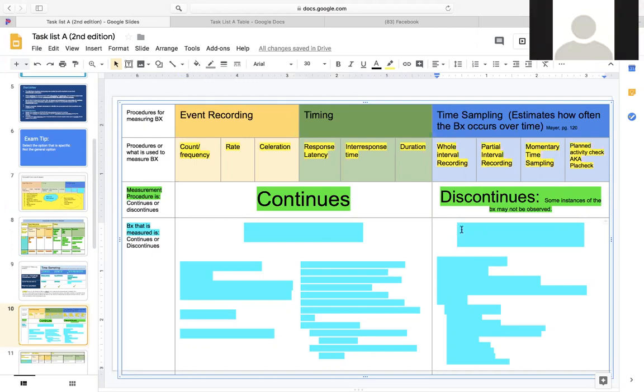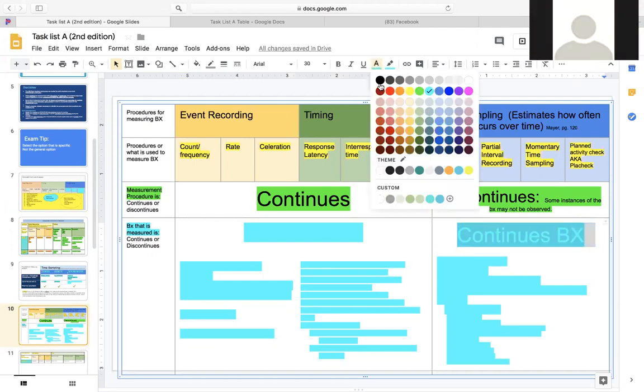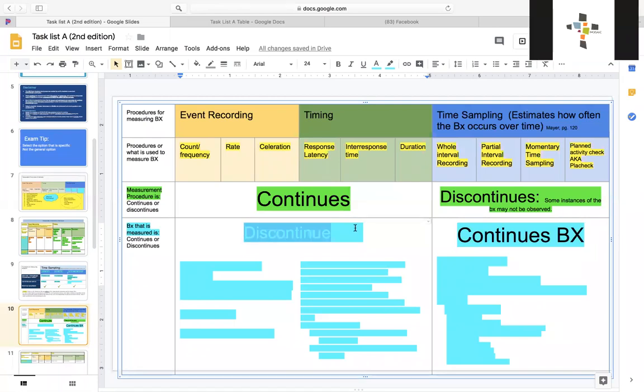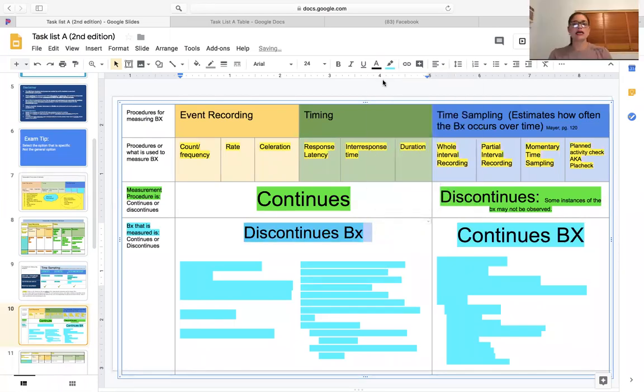Continuous. And what is the one for event recording and timing? Discontinuous. So if you can see, guys, this is a pattern.